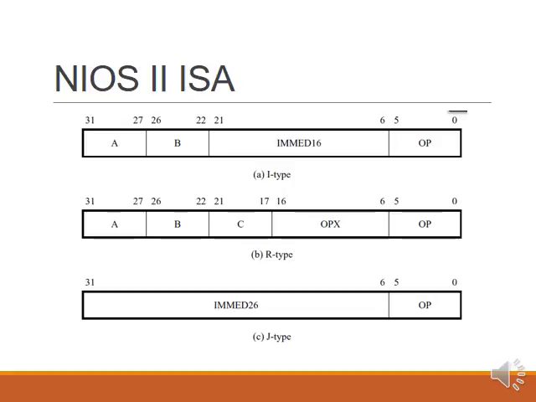So let me introduce you to the NIOSII instruction set architecture. There are basically three types of instructions in NIOSII, which are I type, R type, and J type. I stands for immediate data assignment, R stands for register to register transfer, and J for jump.